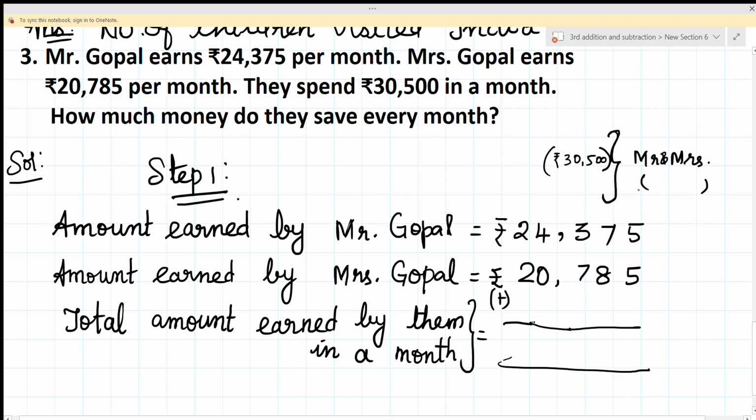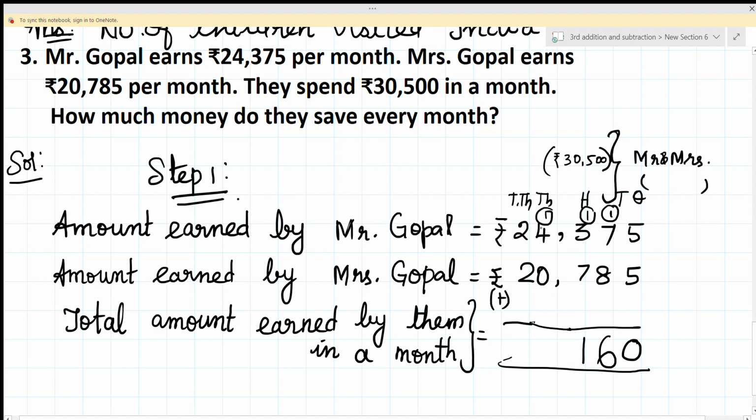Before that, write down the place values: ones, tens, 100, 1000 and 10,000. Now add the ones place. 5 plus 5, 10. So write 0 and 1 carry over. In the tens place, 7 plus 1, 8. 8 plus 8, it is 16. So write 6 down and 1 carry over. 3 plus 1, 4. 4 plus 7, it is 11. Write 1 down and 1 carry over.